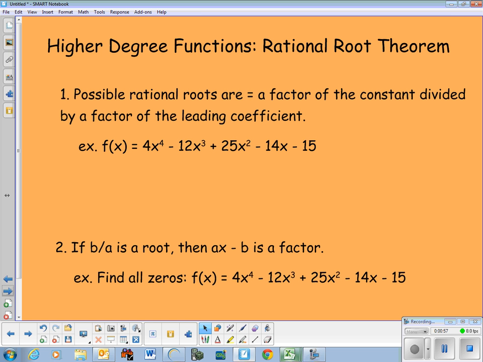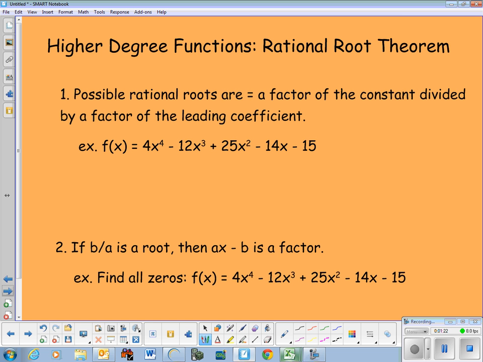First rule, possible rational roots. The rational root theorem says the only possibilities, all right, we have a fourth degree function, so we have four. We could have up to 4 real roots. And a rational just means it's not a never-ending decimal. It's something like 3/4. It can be expressed as a simple fraction.